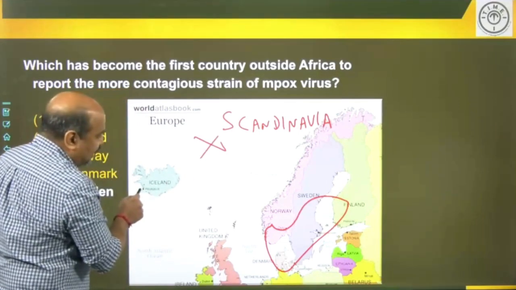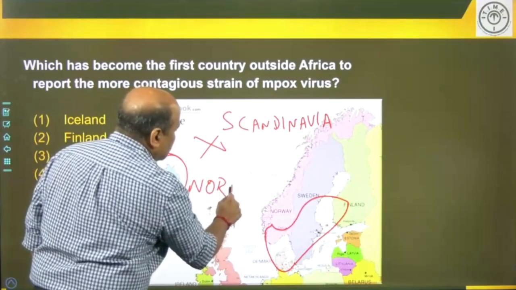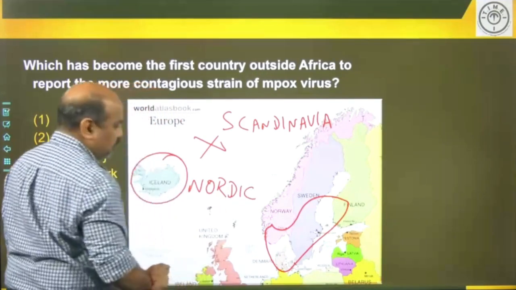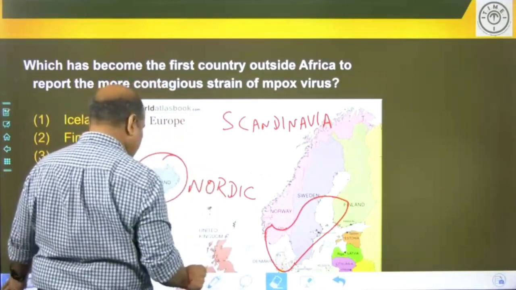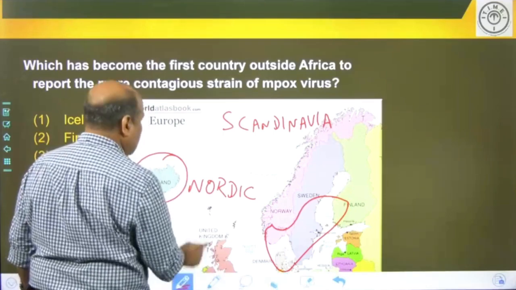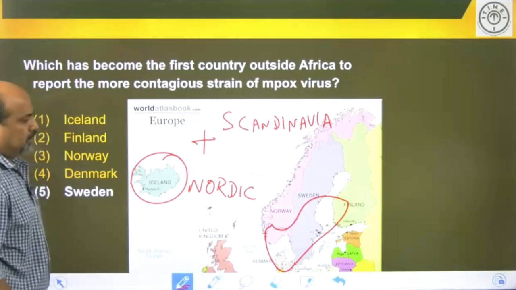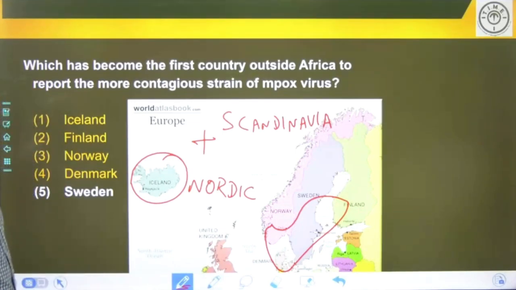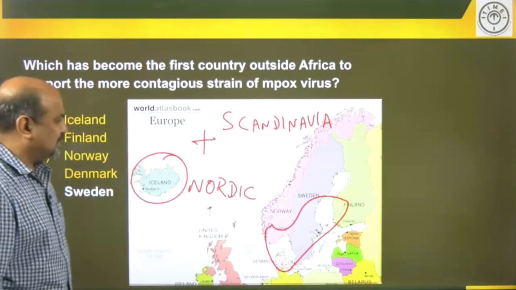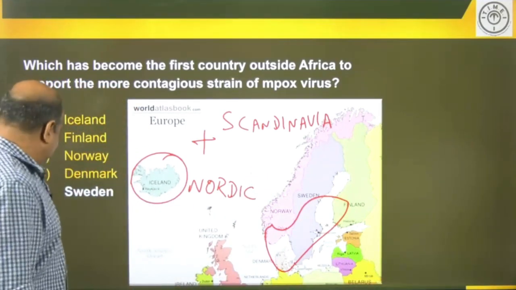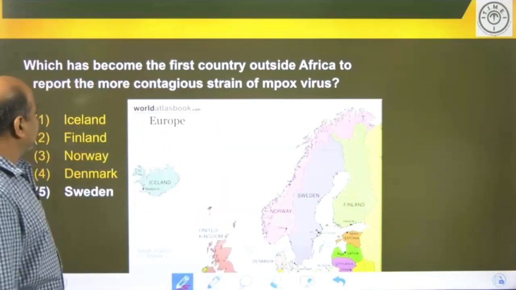Scandinavia plus Iceland are called Nordic countries. Scandinavia plus Iceland is Nordic countries. There are terms for everything, my friends. Yeah, and I am fascinated by all these kinds of things. Aren't they amazing? You may wonder what's amazing about this, but that's how the world is, my friends.